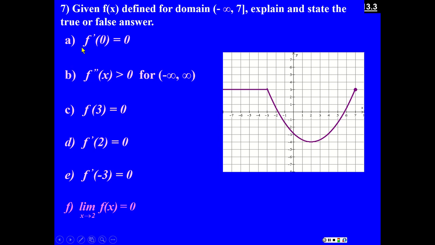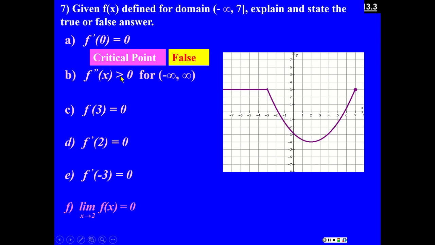Now, first part, f prime, that means first derivative equals 0. We are talking about the critical point. Now, if the x is 0, do I have a critical point? When the x is 0, the point on my graph is right here, which is not a critical point. That means it's going to be false.